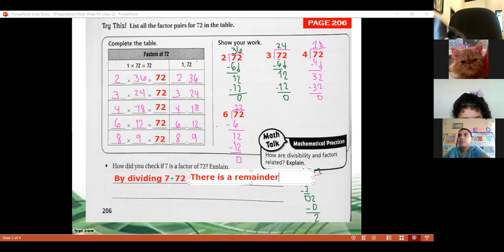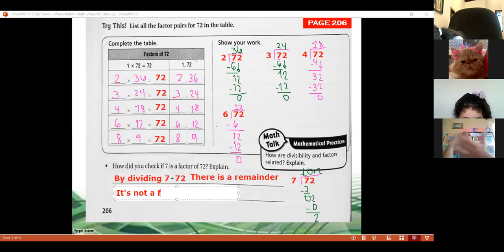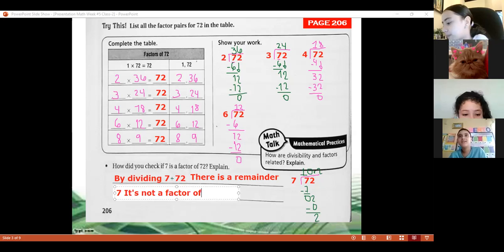And we say that there is a remainder. There is a remainder. So it's not a factor. Let's write just that. 7 is not a factor of 72.